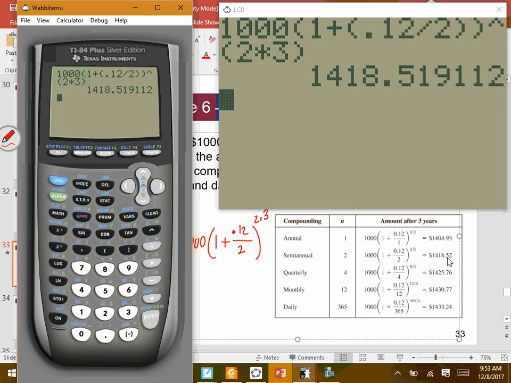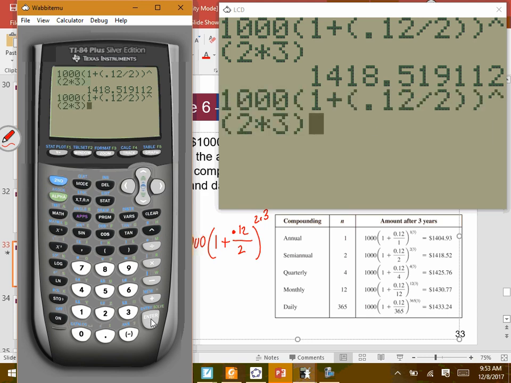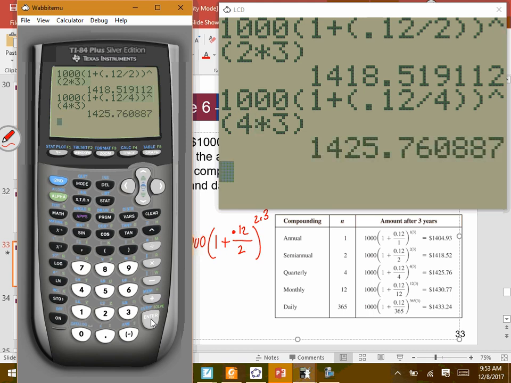I don't want to have to type all that stuff in again. So I'm going to hit second, enter. And when I do that, I'm able to go back through and change the things that need to be changed. And the only thing that needs to be changed is n, right? Everything else is consistent. So n previously was 2, now it's 4. So I go to that and change it to 4. Go to that 2, change it to 4. And now I've got it for quarterly. Made a little bit more money, right? Well, what if I want to go monthly? Hit second, enter.